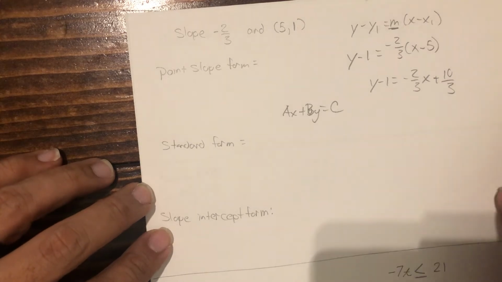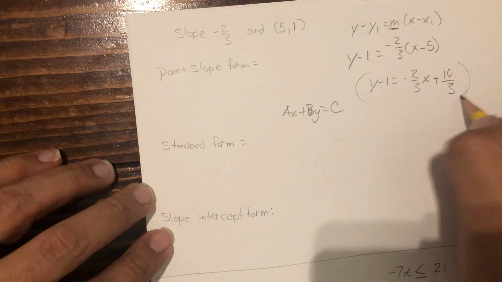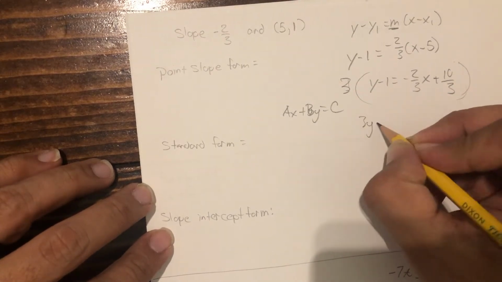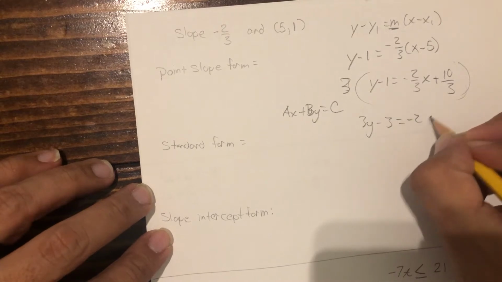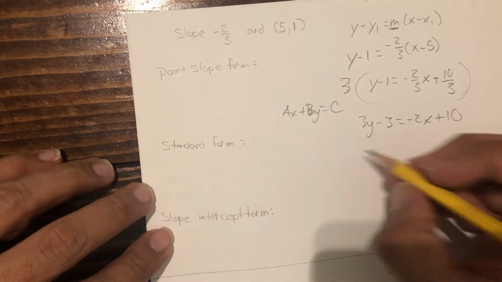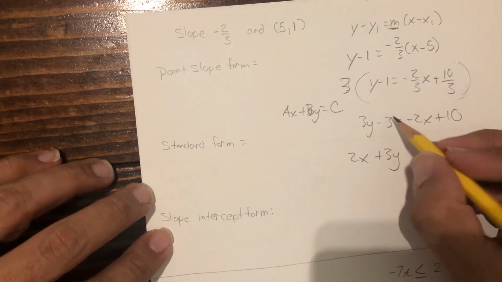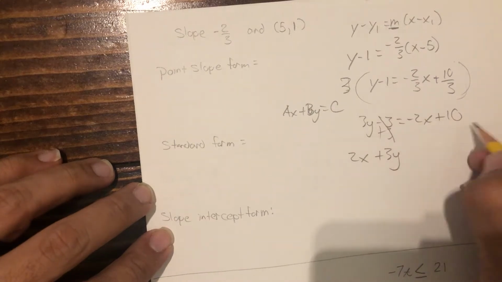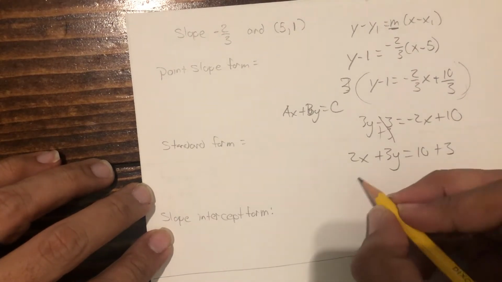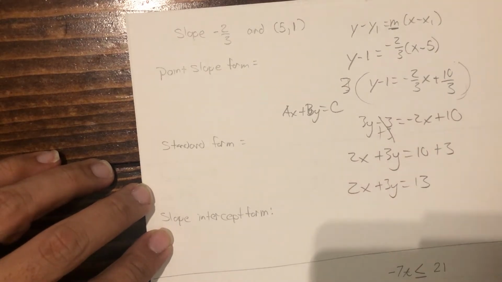All right, I'm going to multiply everything by 3 to get rid of the fraction. So multiplying everything by 3 so I don't have fractions, I'm left with 3y minus 3 equals negative 2x plus 10. Okay, that's much smoother. I'm going to move the x over here. I'm left with 2x plus 3y. I'm going to add the 3 to move it over here, equals 10 plus 3. So it's going to be 2x plus 3y equals 13.